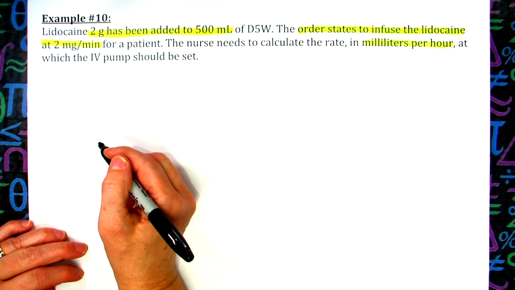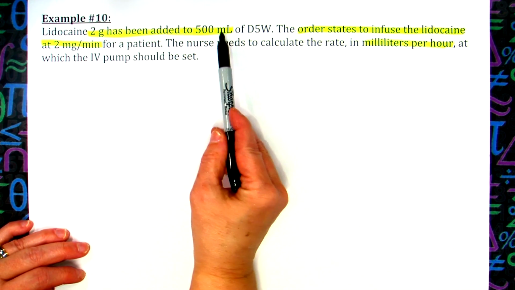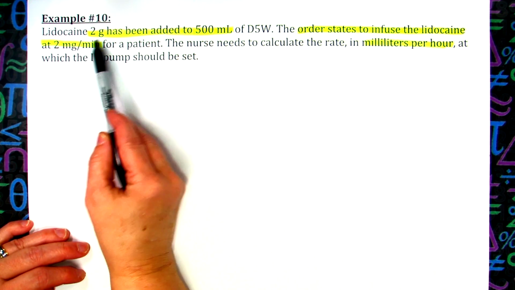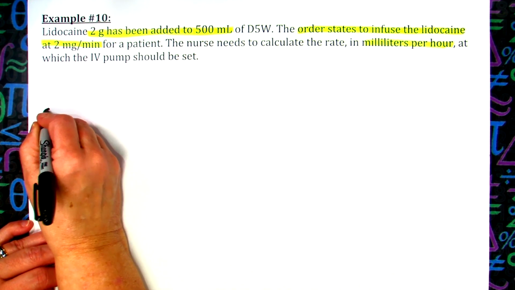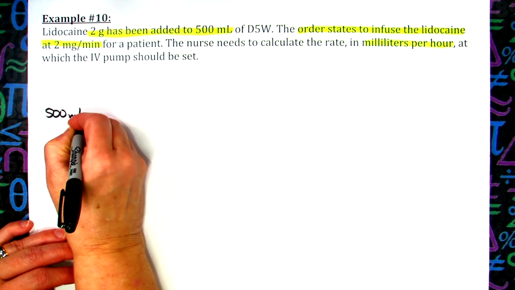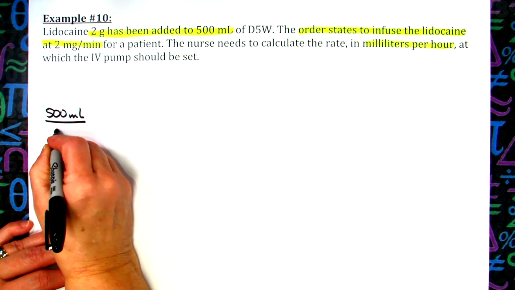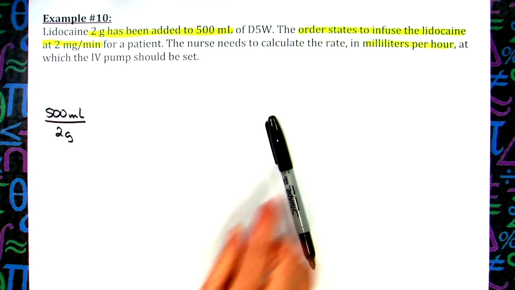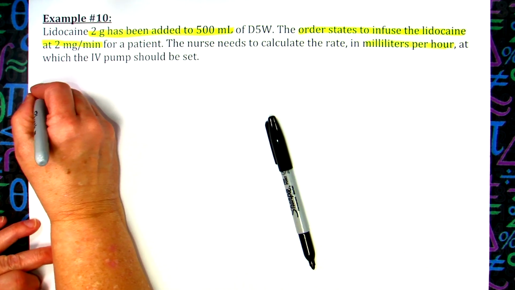So I'm going to start with my available concentration. That's 500 milliliters, 2 grams. So I'm going to do 500 milliliters over 2 grams. All right, let's go ahead and label that as our available concentration.